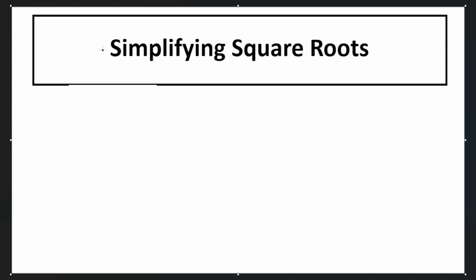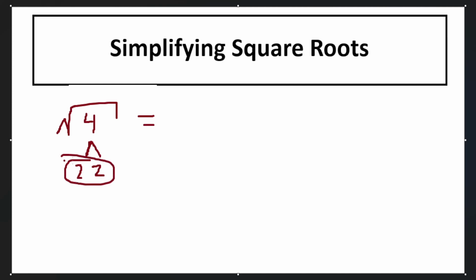Now we will do the square root of 4. So we know that the square root of 4 is a nice whole number. So we get 2 times 2 gives you 4. So square root of 4 would just reduce down to 2. And that is called a perfect square root.